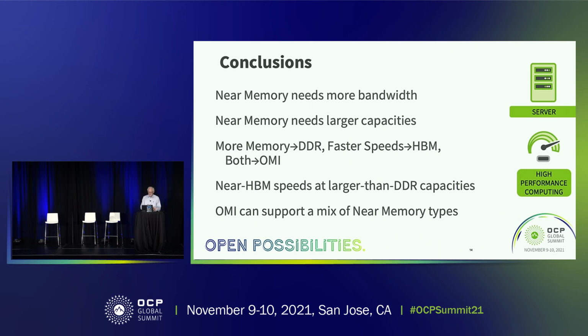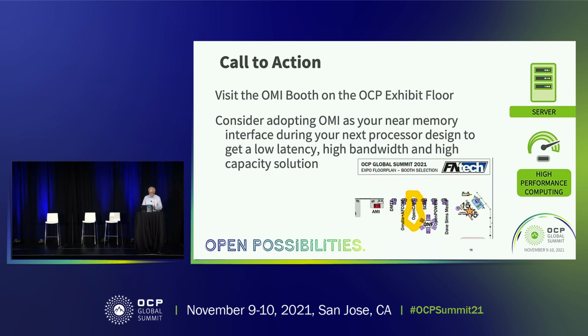Systems need near memories that can provide both high capacity and higher performance. OMI does this while consuming less processor die area than DDR or HBM. And as an added bonus, OMI can be useful for future systems with a mix of memory types. So higher core count requires higher near memory bandwidth.